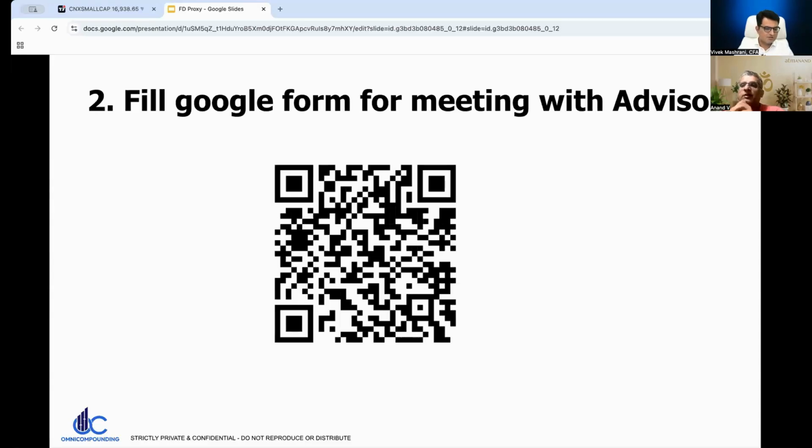Srinivas is asking, do we have to open a demat account with Omni Compounding? It's not needed. It's your existing demat. You just need to register, and automatically your demat gets mapped. It goes directly.